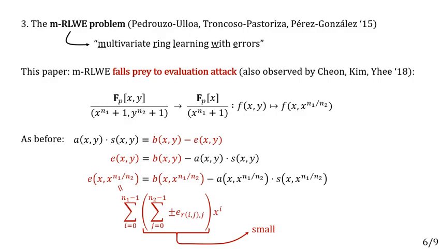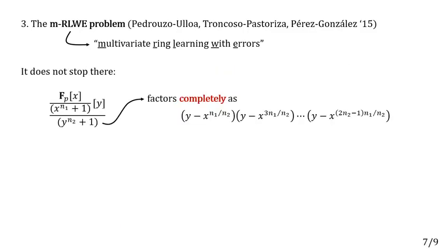And so this last equality, e of x comma x to the n1 divided by n2 equals b, and so on, can be read as an RLWE sample, but in this much smaller ring F_p[x] modulo x to the n1 plus 1. And so solving ring LWE, maybe given a few such samples, in this lower dimension leaks the evaluation of s at x and x to the n1 divided by n2. But the thing is that it doesn't stop there.